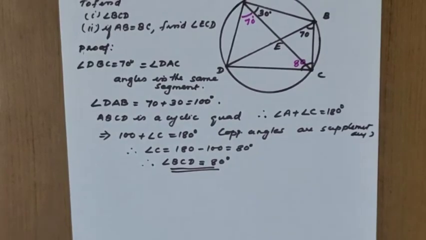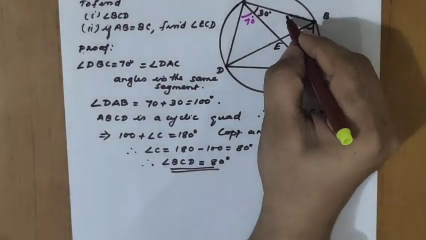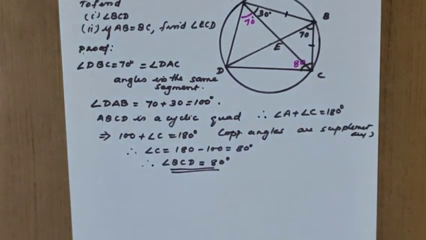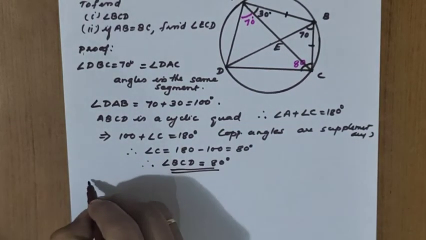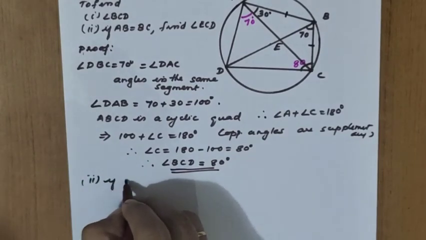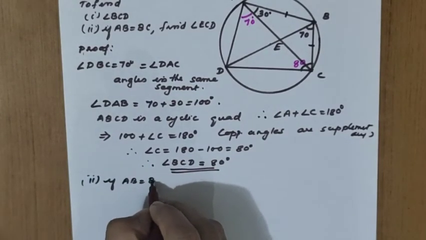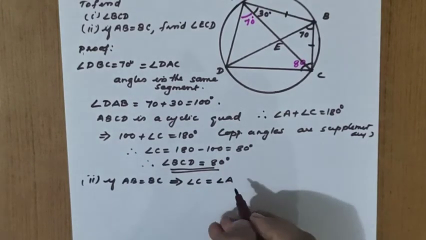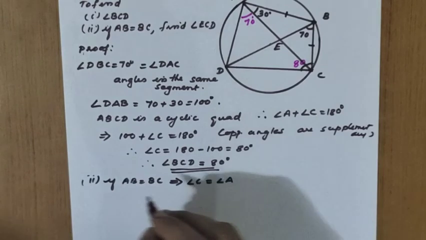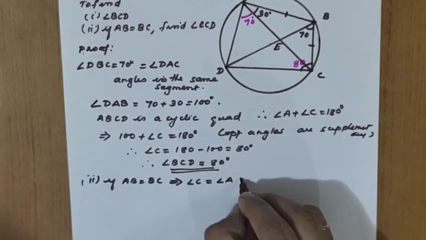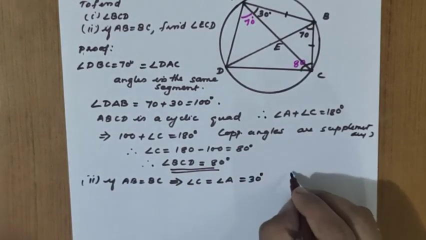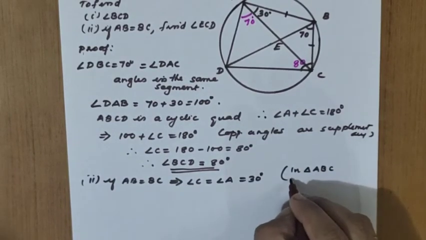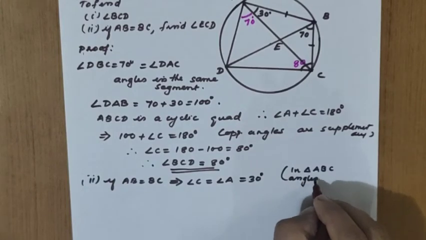Now what is the next part? AB equal to BC. So here I will mark AB equal to BC. This is the second part, so I'll put here second part. If AB equal to BC, the base angles are equal. Angle C is equal to angle A in triangle ABC, therefore it is equal to 30 degrees in triangle ABC, and also we should write angle opposite to equal side.